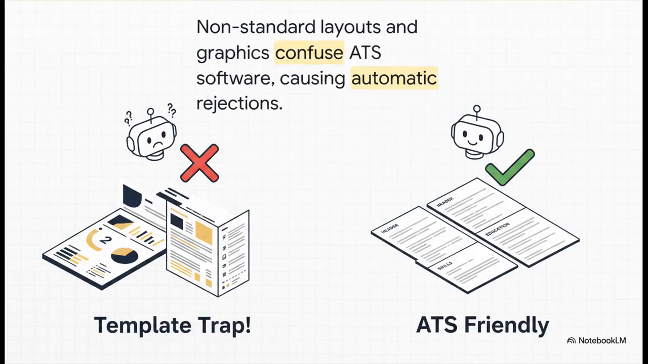And this leads us directly into what the source material perfectly calls the template trap. The thing is, ATS software generally cannot read text inside graphics, and it gets super confused by non-standard columns. So that beautifully designed Canva template you spent hours on, it's basically just an expensive way to confuse a robot. A plain, standard, completely boring single-column format is technically superior every single time.